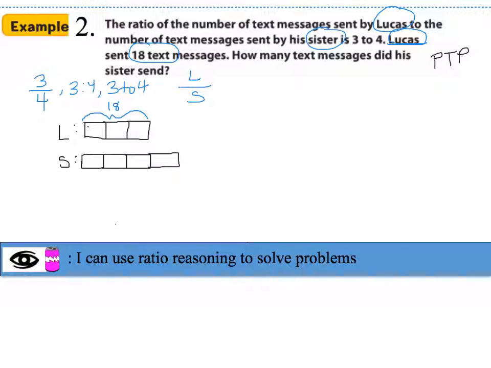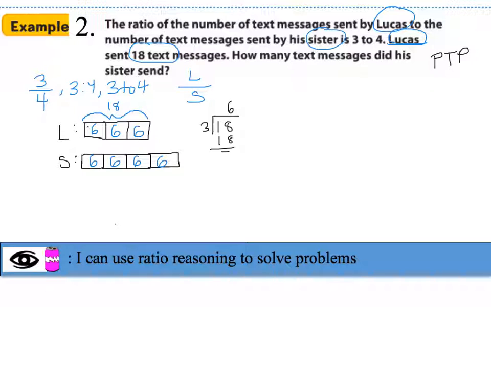I'm going to take the 18 and divide that by 3 because there are 3 boxes. So after doing 18 divided by 3, I get 6. So each box is worth 6, 6, and 6. So if the top boxes are worth 6, the bottom boxes also have to be worth 6.